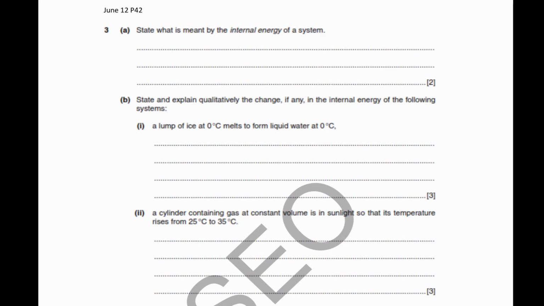So 3 parts to the answer. First, you say temperature increases, so KE increases. Second part, you say no change in PE because separation is constant. And then finally, you say therefore, internal energy increases.